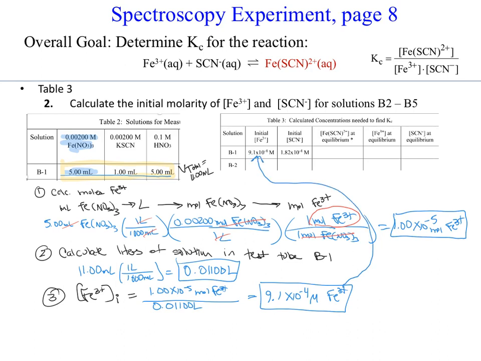So you'll follow the same process to get the iron 3 plus for all solutions B1 through B5, and also the SCN minus for solutions B1 through B5.